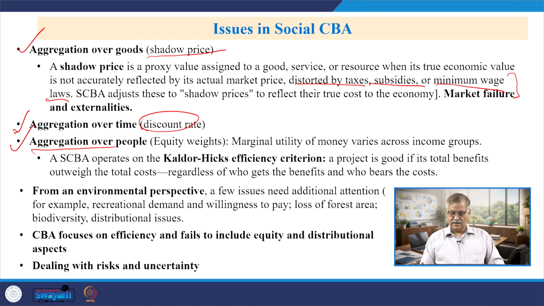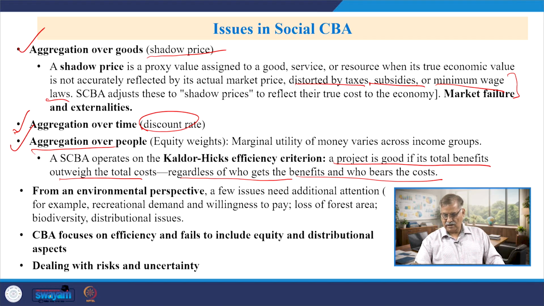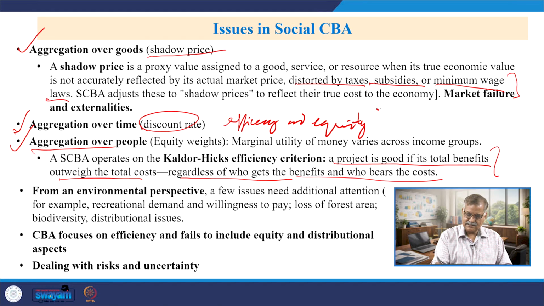operates on a criterion set by Kaldor and Hicks, efficiency, and that is, a project is good if its benefits outweigh the cost, regardless of who gets the benefit and who bears the cost. So this is the problem, a major problem, because when we talk about efficiency, you should understand efficiency and equity. Cost benefit analysis actually discusses efficiency, because when we talk about the cost and benefits and if benefits exceed the cost, we accept the project. But whose benefit, whose cost, that is also important.